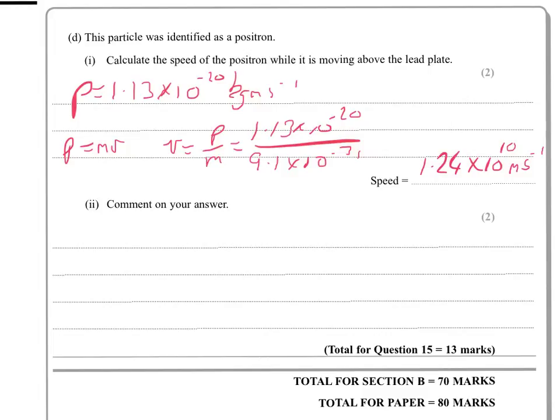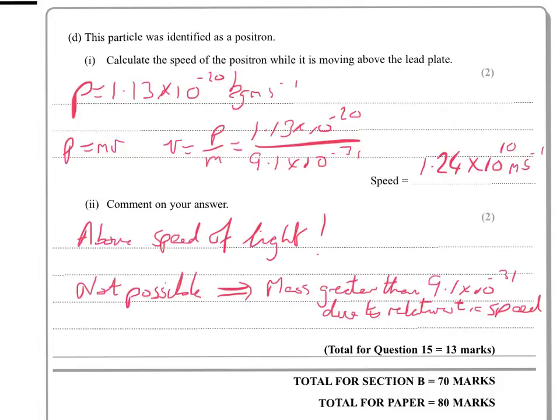And that's mental, so not surprisingly we have a thing that says comment on your answer. And so what's going on here is that it's above the speed of light. That simply can't be possible. So the mass of the particle must be greater than its normal value due to its relativistic speed.